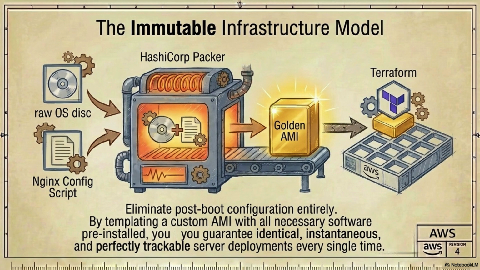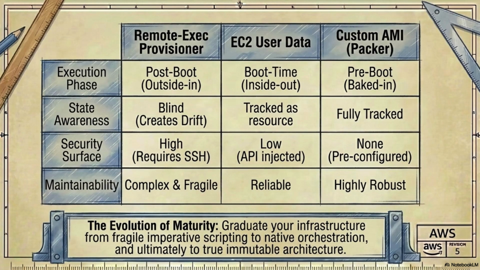Final comparison. Remote-exec is fragile and SSH dependent. EC2 user data is more reliable and cloud-native. Custom AMIs are the most scalable and predictable solution. This is the evolution of modern infrastructure: from manual clicks to Terraform automation to immutable infrastructure.